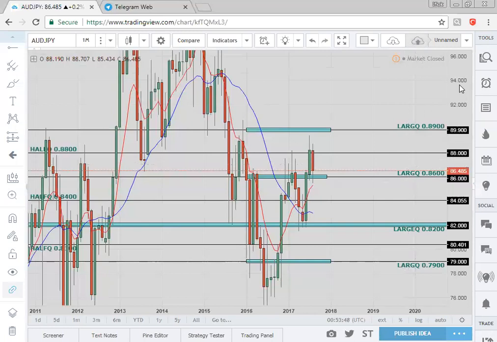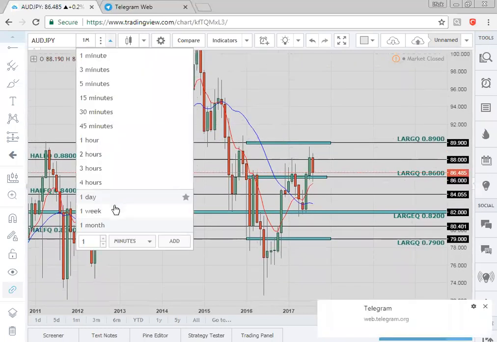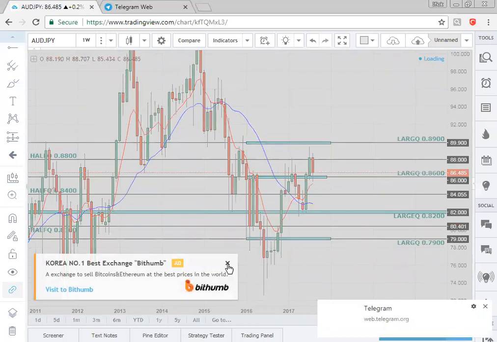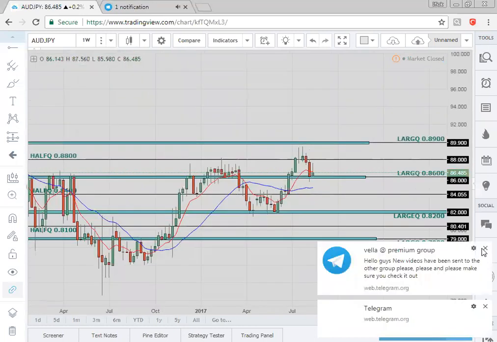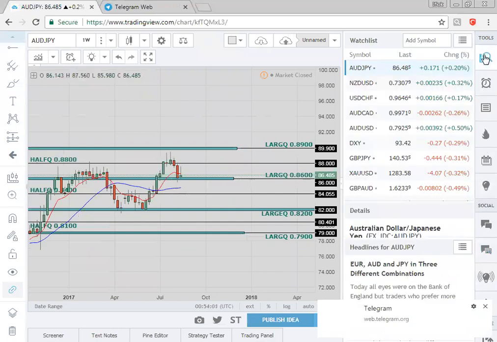Right now we are looking at the monthly on display, and we'll step down to the weekly. Sorry about that pop-up. We'll step down to the weekly.